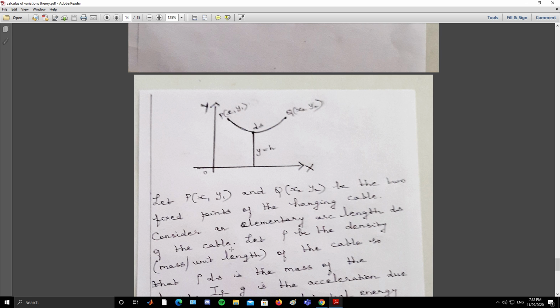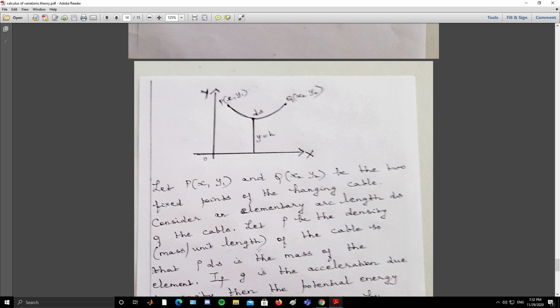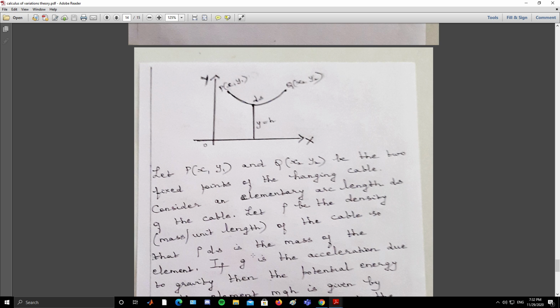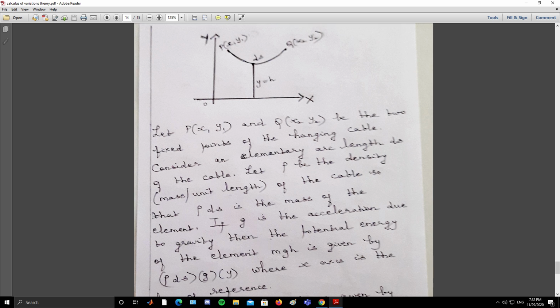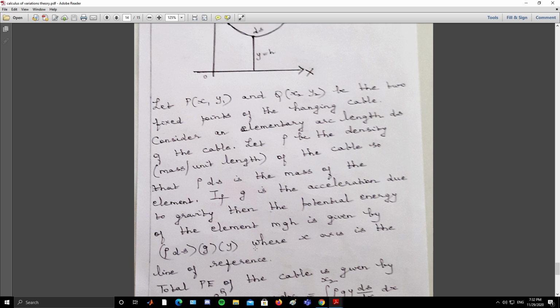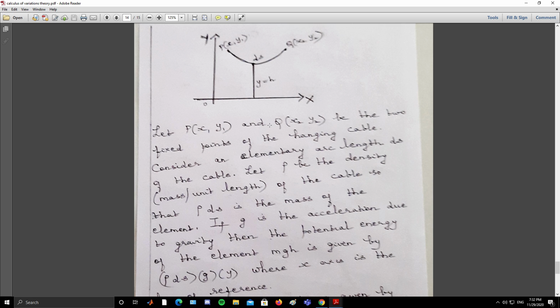Assume rho to be the density, that is, the mass per unit length of the cable. So the mass of the element is rho into ds. If g is the acceleration due to gravity, the potential energy of the element is mgh. What is m? Rho into ds. And g, and what is h here? y. So the potential energy is rho ds into g into y.